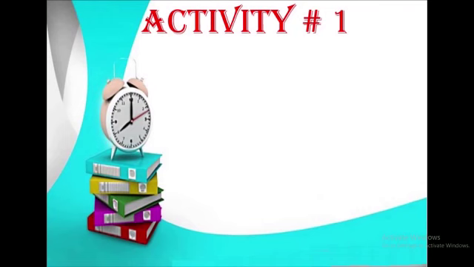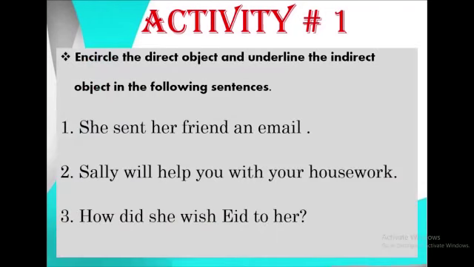Let's do an activity. Encircle the direct object and underline the indirect object in the following sentences. So before doing that, let's have a recap. Direct object gives the answer of what or whom. And indirect object gives the answer of to whom or for whom.